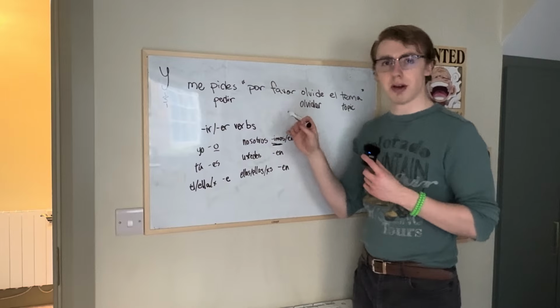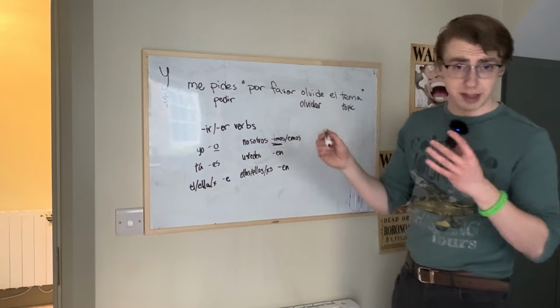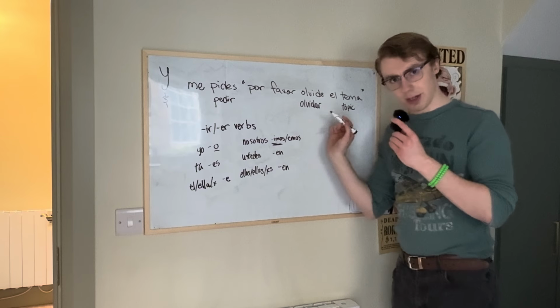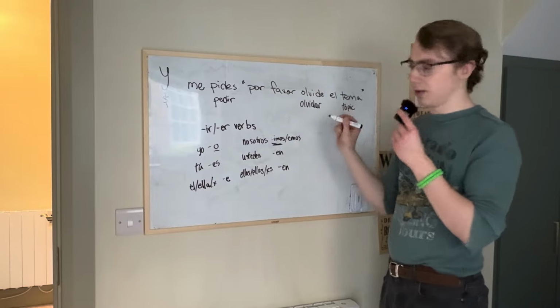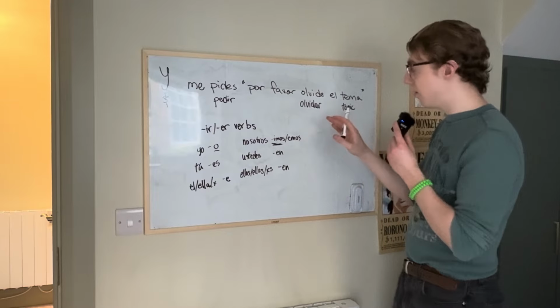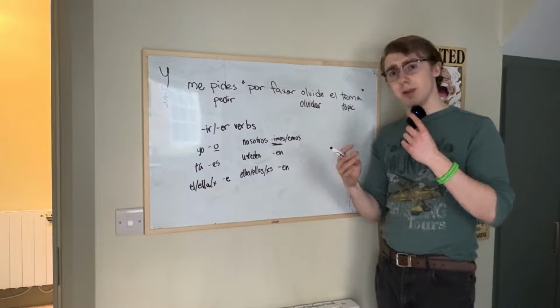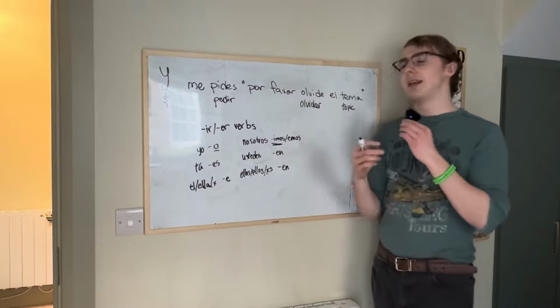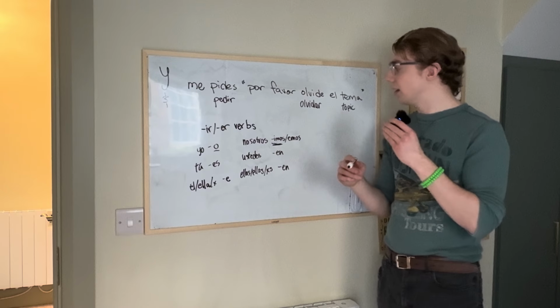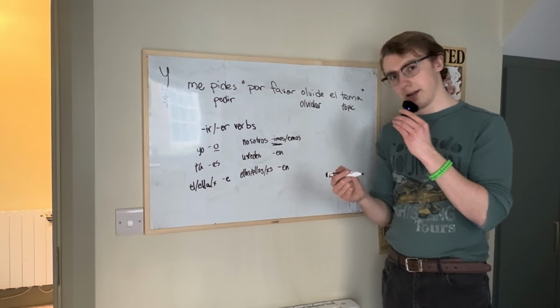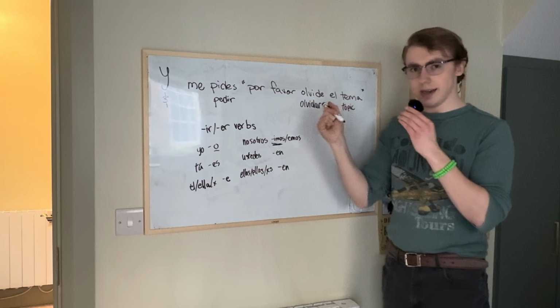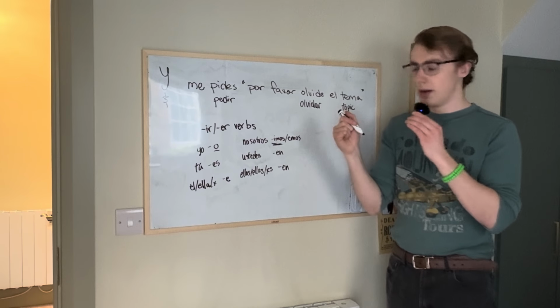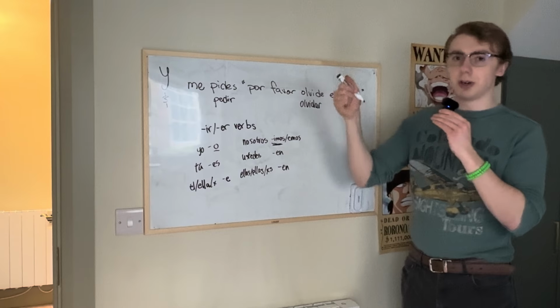Now, por favor, I feel like we know this one. Por favor, please. Now, this is a tricky case. This might look confusing or intimidating because olvidar, for those who know, is an AR verb. So if I were to say he forgets, typically it looks like él olvida. But here it ends with an E. Why? Well, this is what we'd call the subjunctive form.